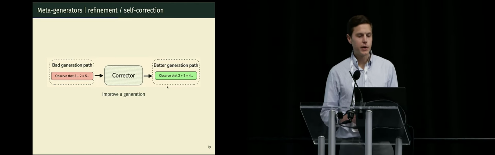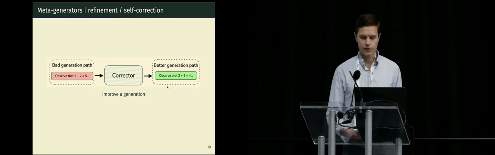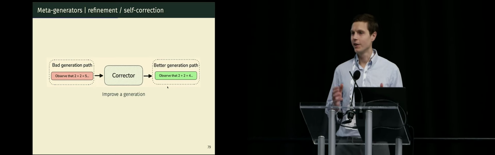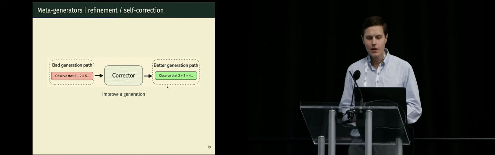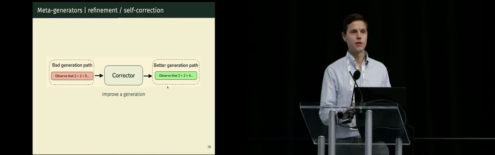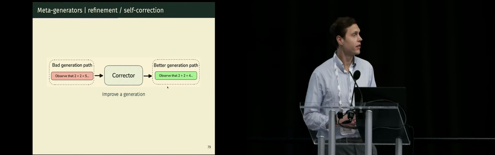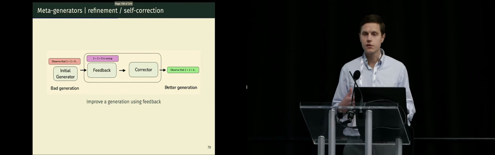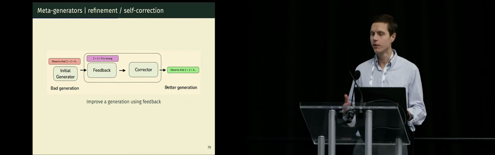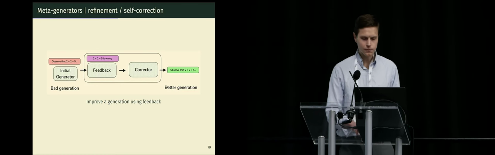So the final meta generation pattern that I'll talk about is called refinement or self-correction. Here, the idea again is very simple. Let's say that we're generating and we make a mistake, or we go down some bad generation path, like we generate 2 + 2 = 5. Then a refinement or self-correction method will try to produce a better path. So maybe it corrects this into 2 + 2 = 4.